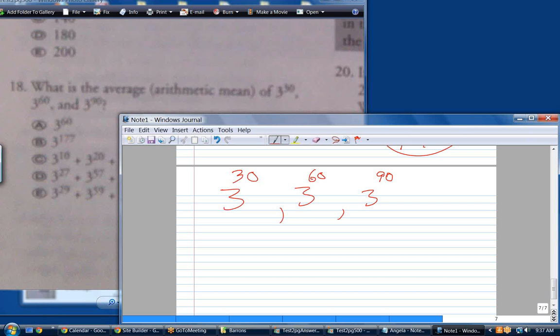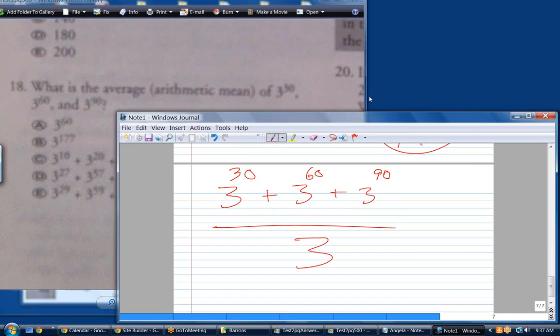How do we figure averages? It'd be 3 plus 3 over 3 root 30, or root 30. Yes, add them all and divide them by 3. There you go.